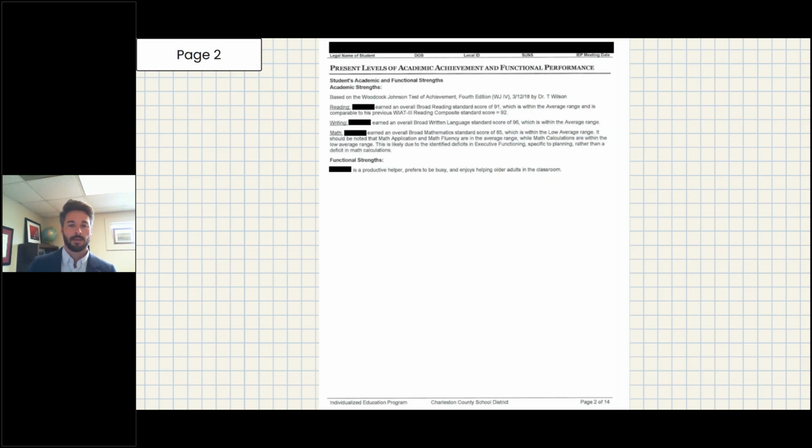Let's see here. So the math section is a little more complex, like we talked about. Students are in the low average range, and that's compared to students in the same age range, same level nationwide. But the school psychologist broke the score down into some different pieces, which is helpful to help us understand the student's specific problems or deficits, right? So that's why this section is a little bit more complex. So math application and math fluency are average, while math calculations are within the low average. So this is likely due to the identified deficits in executive functioning, specifically planning, rather than a deficit in math calculations.